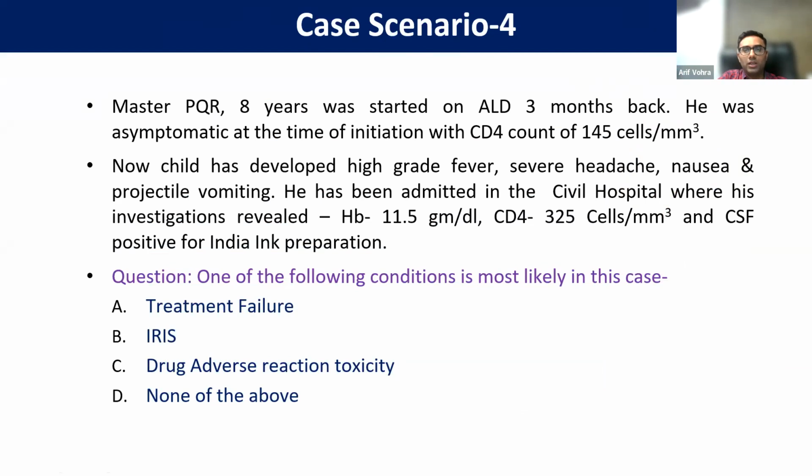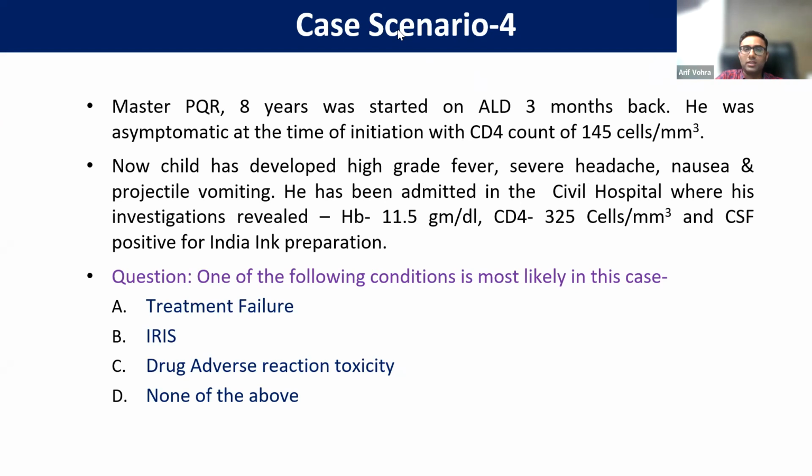Here we have a different case scenario. Master PQR, 8 years old, was started on ART 3 months back. He was asymptomatic at the time of initiation, and the CD4 count was 145 cells per millimeter. Now the child has come with high grade fever, severe headache, nausea and vomiting, and is hospitalized for this complaint. The investigation shows hemoglobin of 11.5 gram per deciliter, CD4 of 325 cells per millimeter, and CSF positive on India ink preparation.